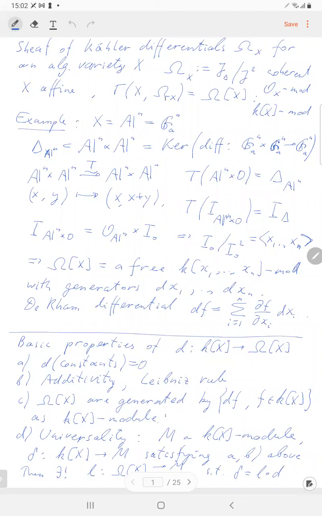Because if you still remember what we're proving, this universality property in D, we are given this delta on functions, and we know that the Kähler differentials are generated by differentials of functions. So if you know it on differentials of functions, then you know it everywhere. And now we prove the existence.